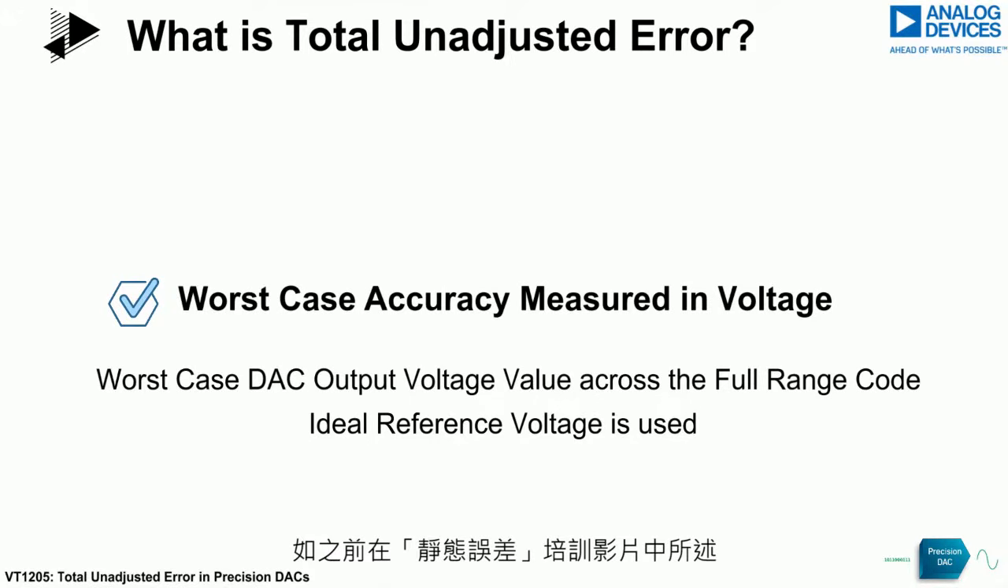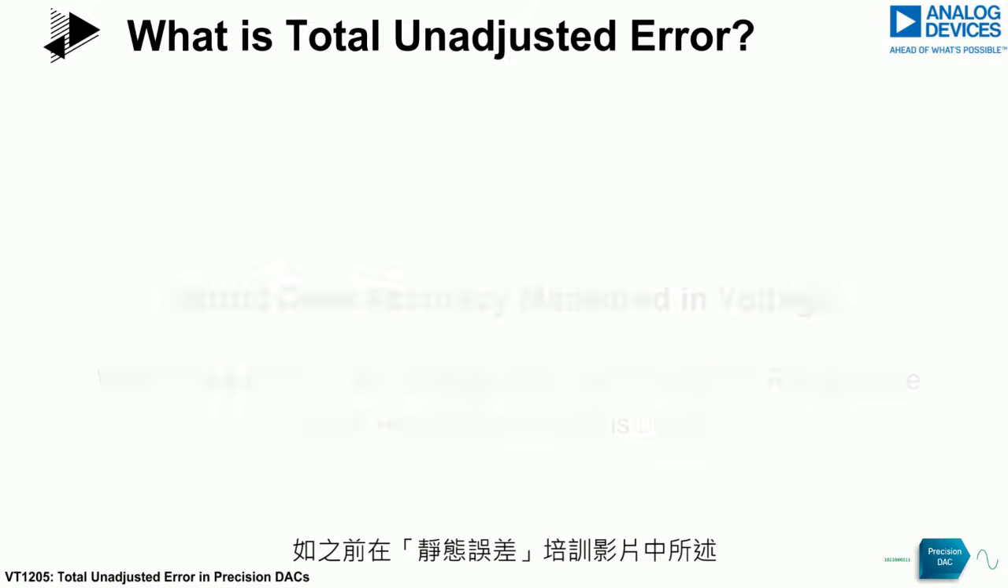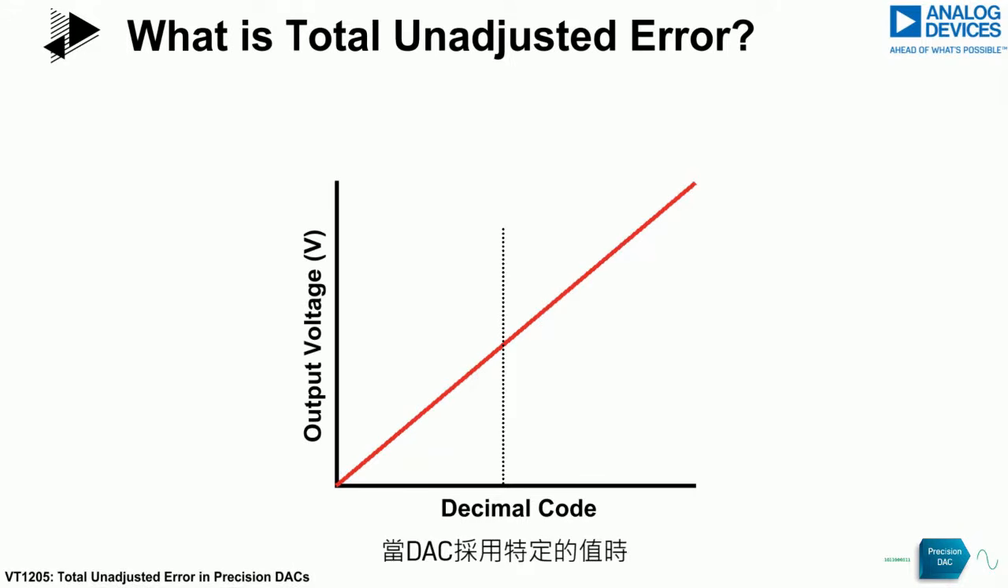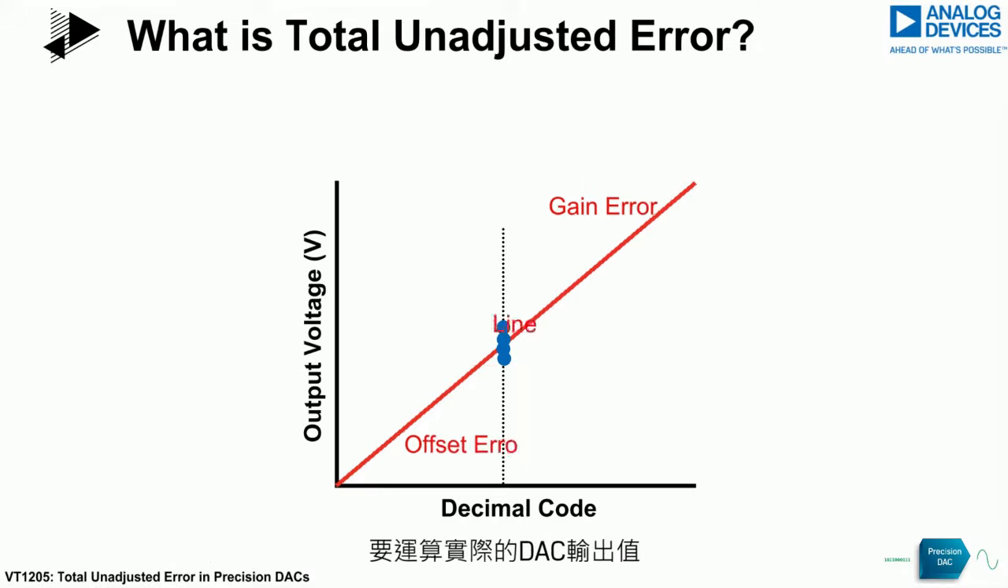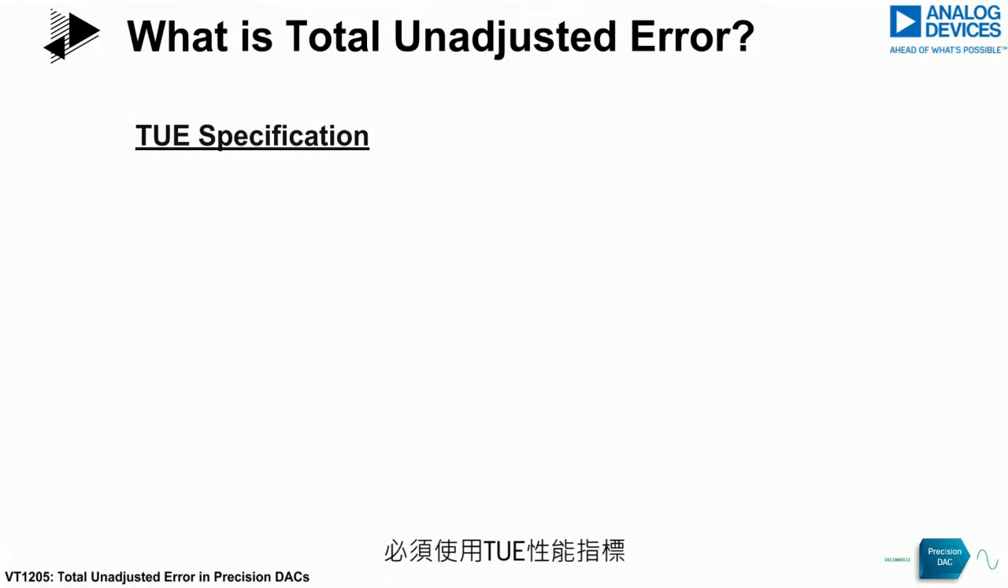As stated in the previous video on static errors, when a DAC is programmed with a particular value, the corresponding DAC output is loaded with a value that is slightly different to the expected value. This deviation between the programmed and loaded values occurs due to DAC errors that must be accounted for. To calculate the actual DAC output value, the TUE specification must be used.